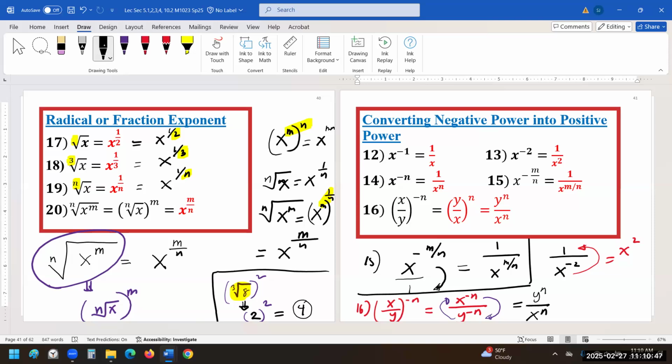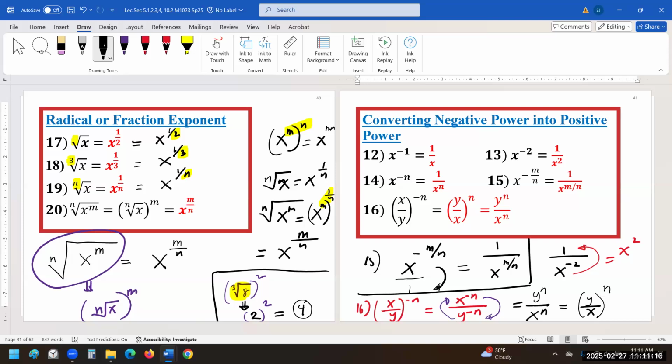And if you want, we can rewrite them as one fraction and one power. So it's y over x, to the n. In other words, if your fraction has a negative power, all you have to do is flip the fraction, and then the negative power will turn into a positive power.